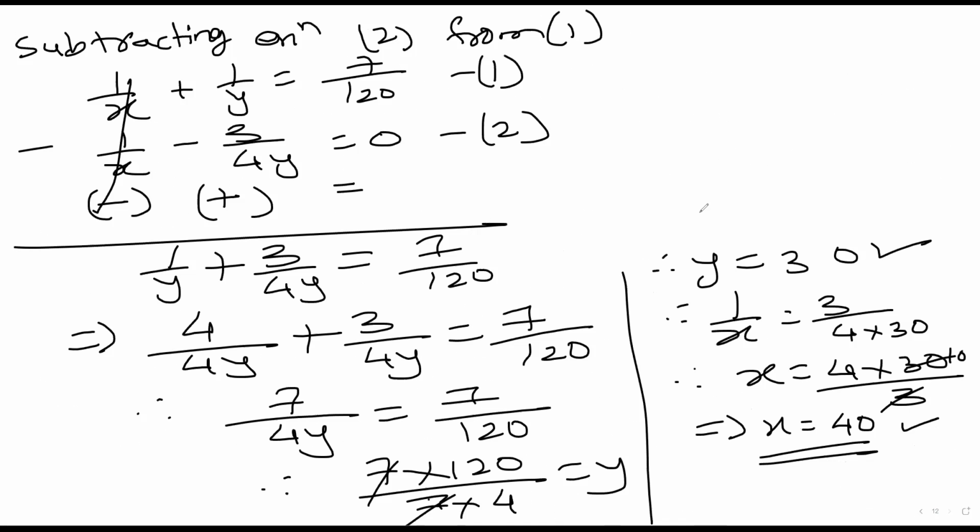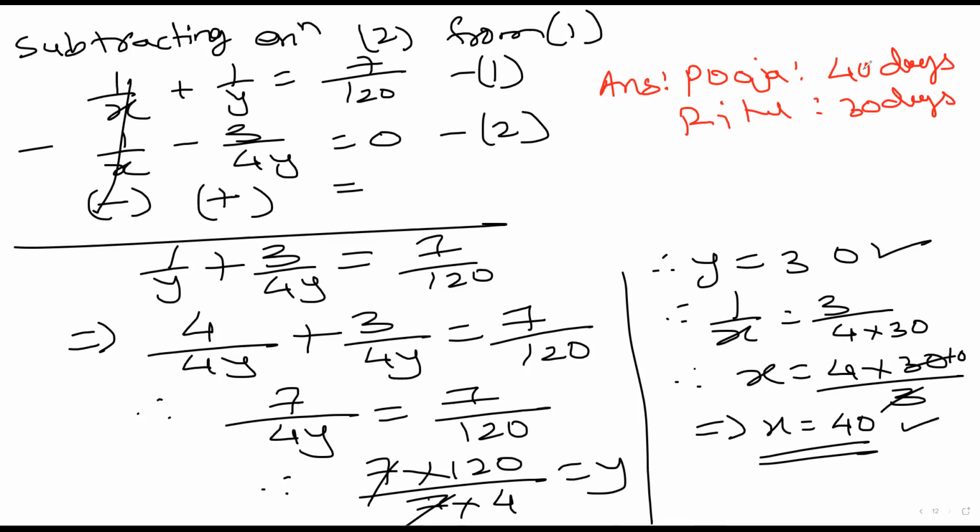Okay, is that correct? So write down the final answer in words. What was x? 40. Pooja will take 40 days and Ritu will take 30 days to complete the same project. Is that clear? Got it? Yes, sir. All right.